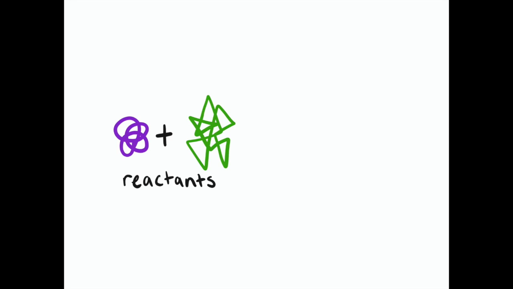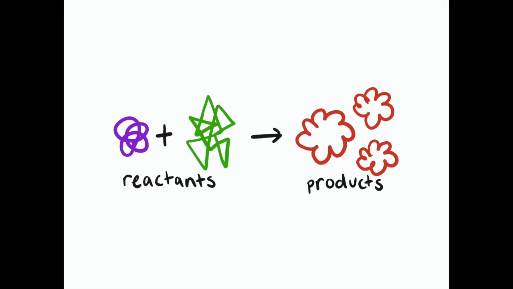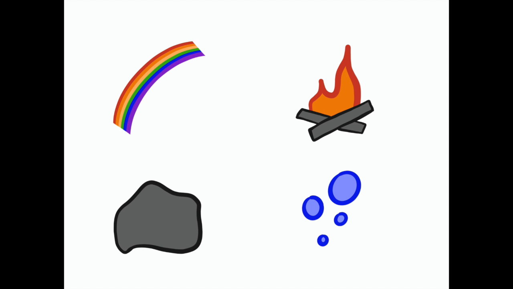A chemical reaction occurs when two or more materials come together to create one or more different materials. This change isn't reversible, which means we can't go back unless there's a different chemical reaction. There are four ways we can tell if a chemical reaction occurred: a color change, a temperature change, the formation of a solid, or the formation of a gas.